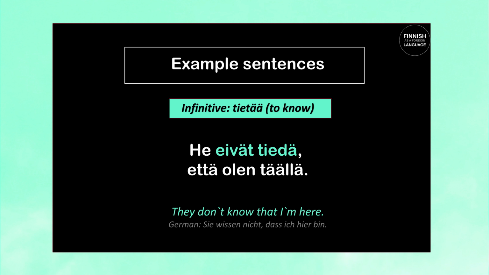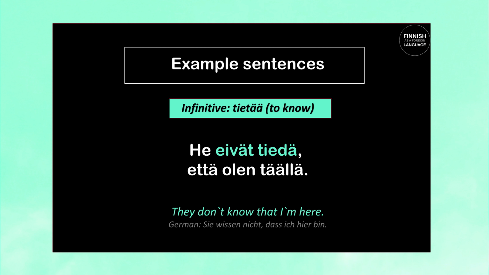Next one. He eivät tiedä, että olen täällä means they don't know that I'm here. So, he eivät tiedä means they don't know. It's the third person singular negative present tense of the verb tietää, which means to know. Then we have että, which means that. Olen means I am.